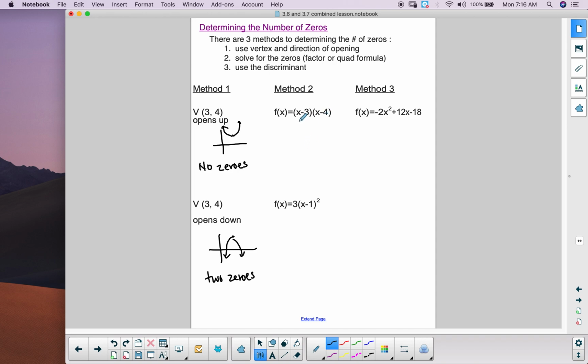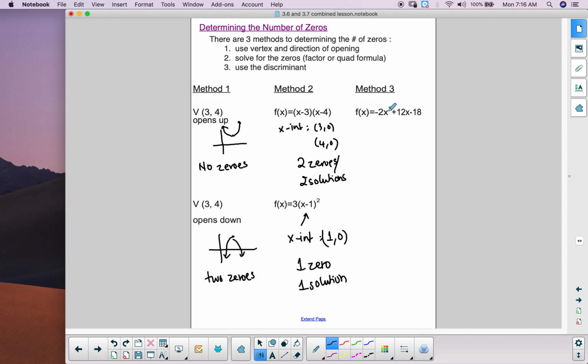Another method is if you are given it in the factored form. Like in this case, the x-intercepts are (3, 0) and (4, 0). So you know there are two zeros in this case, two solutions. And this case is also in factored form. There's only one root. The x-intercept here is (1, 0). There's only one root, or one solution, in this case.